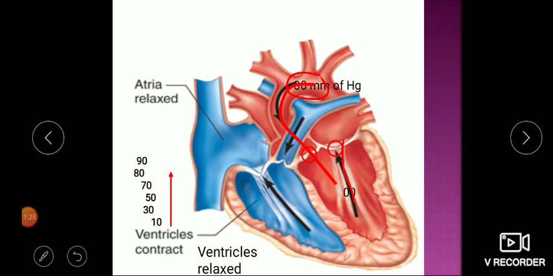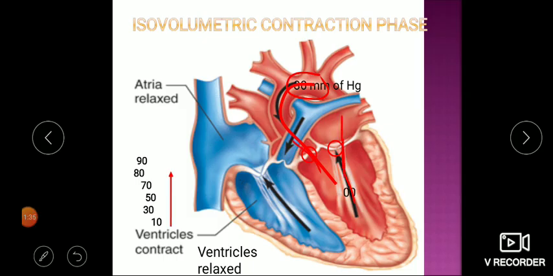Now this phase, from 0 to 80 millimeters of mercury, when the ventricle is contracting as a closed chamber, is the first event of ventricular systole. It is called the isovolumetric contraction phase. Volume is constant as all valves are closed. This valve is closed, this valve is closed. So this is the isovolumetric contraction phase. When the pressure in the ventricle overrides aortic pressure, then only the valve gets open. So when it is above 80 millimeters of mercury, when it is reaching around 90, the valve gets open and the blood is pushed into the aorta.